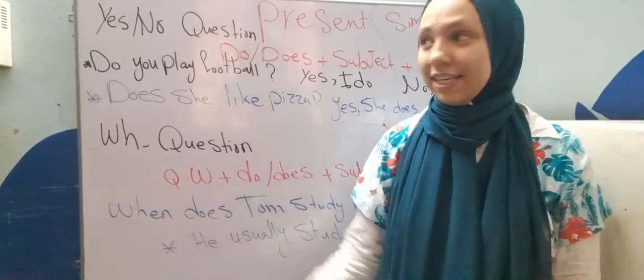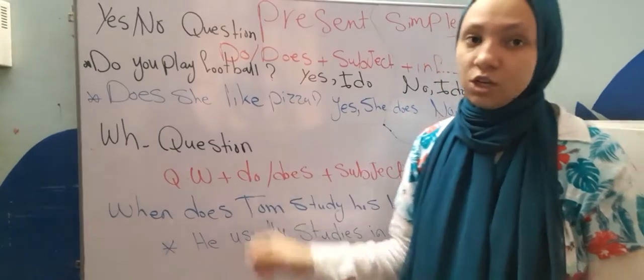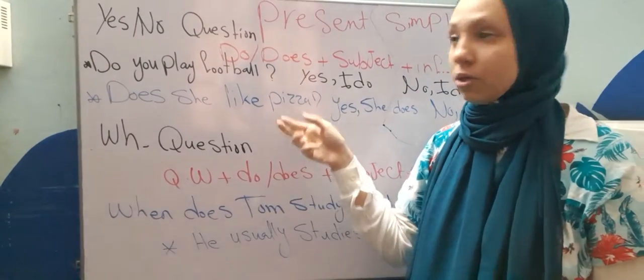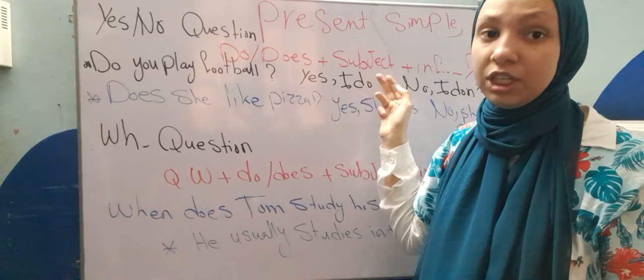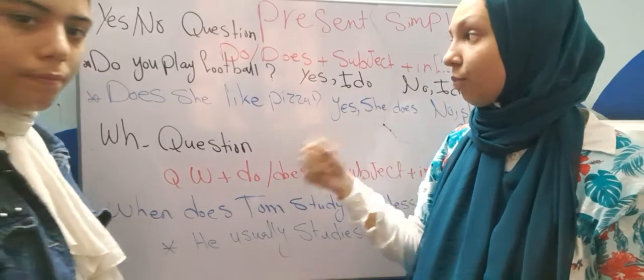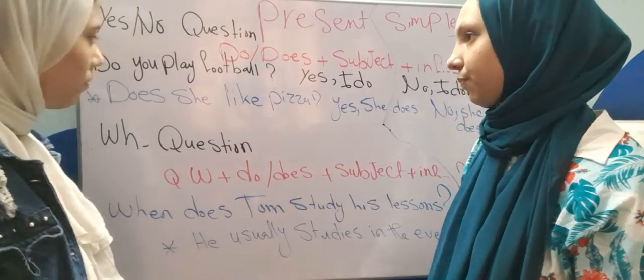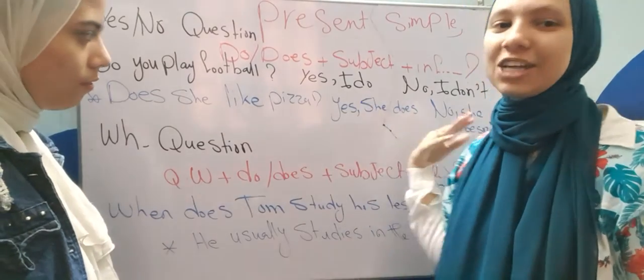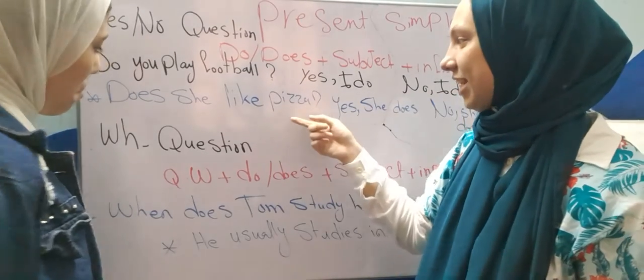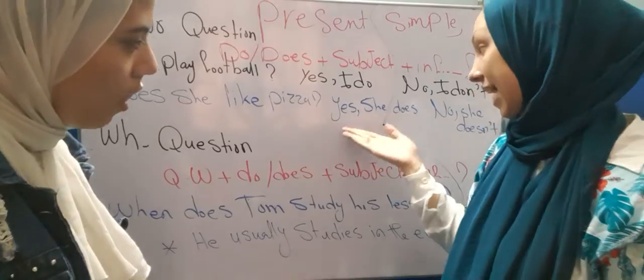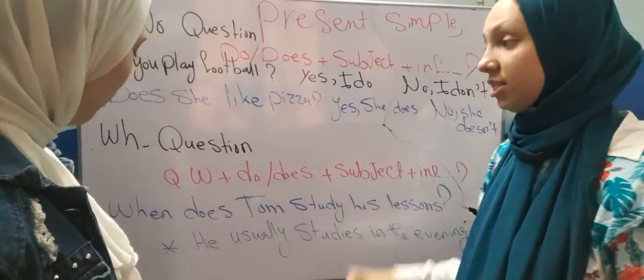Now let's talk about the yes or no question. Okay, so for a yes or no question, we use do or does plus the subject plus the infinitive. Like for example, do you play football? Yes, I do, or no, I don't. Does she like pizza? Yes, she does, or no, she doesn't.